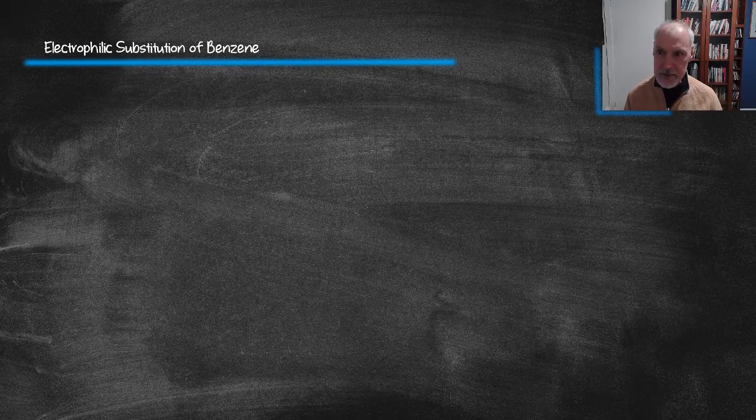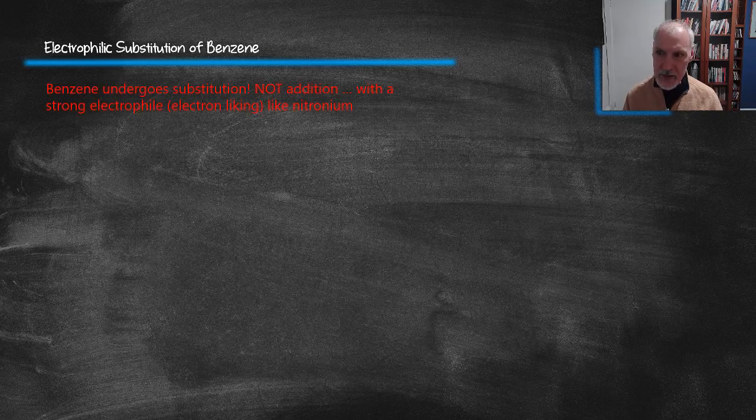This video is going to look at the electrophilic substitution of benzene. First thing to remember is benzene undergoes substitution, not addition reactions, like most compounds with double bonds. A strong electrophile is needed, such as nitronium. I want to begin by looking a little bit more at how nitronium is made.